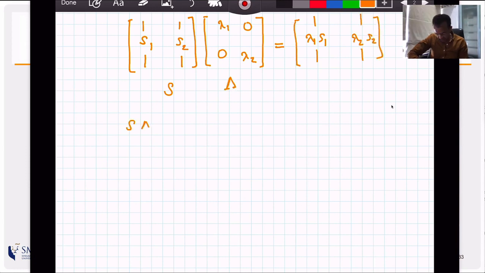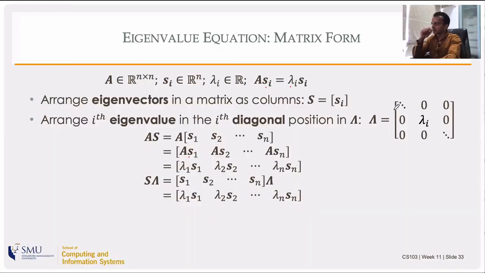The product S lambda, if I extrapolate that to n vectors standing side by side, is the same as a matrix with lambda 1 S1, lambda 2 S2, up to lambda n Sn standing side by side. So that's what I wrote there. So S lambda is lambda 1 S1, lambda 2 S2, and so on. If I compare that with AS, which is also the same thing, then you can see that they are the same. So I can say confidently that AS equals S lambda.